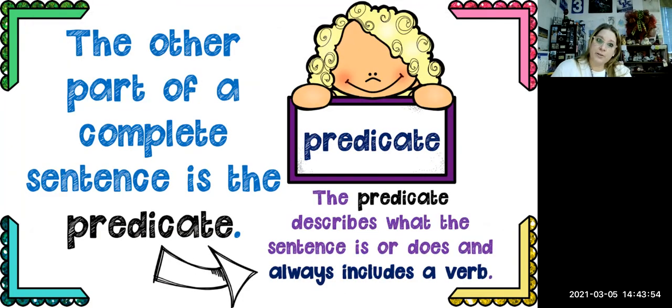The other part of a complete sentence is the predicate. The predicate describes what the subject is, does, and it always includes the verb. Remember, last time I told you that it almost always starts with the verb. It doesn't always start with the verb, but it always includes the verb.